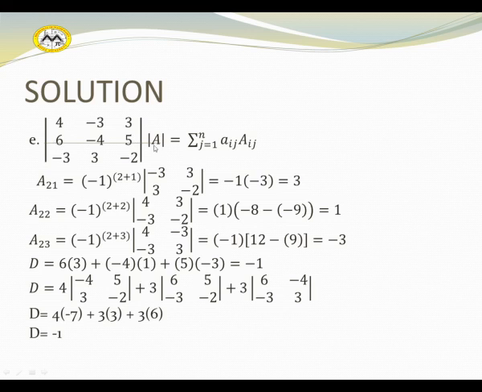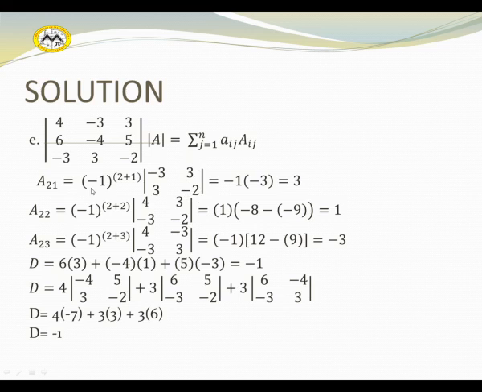Then we have to look for the cofactor of the elements on the second row: first column, second column, and third column. If we start from the cofactor of the element at second row, first column, we have to delete the second row and first column. The elements remaining are negative 3 and 3, which serve as the first column of the minor, and 3 and negative 2 as the second column of the minor.